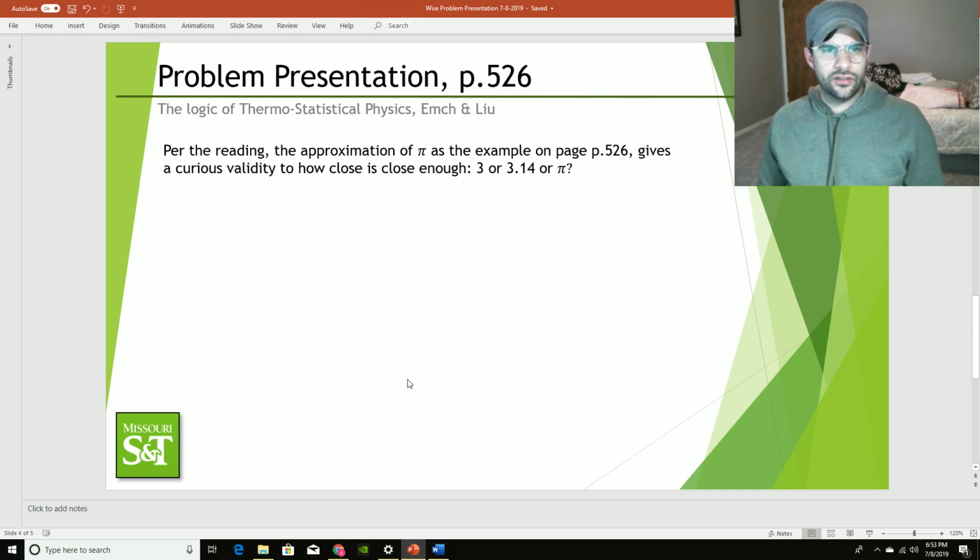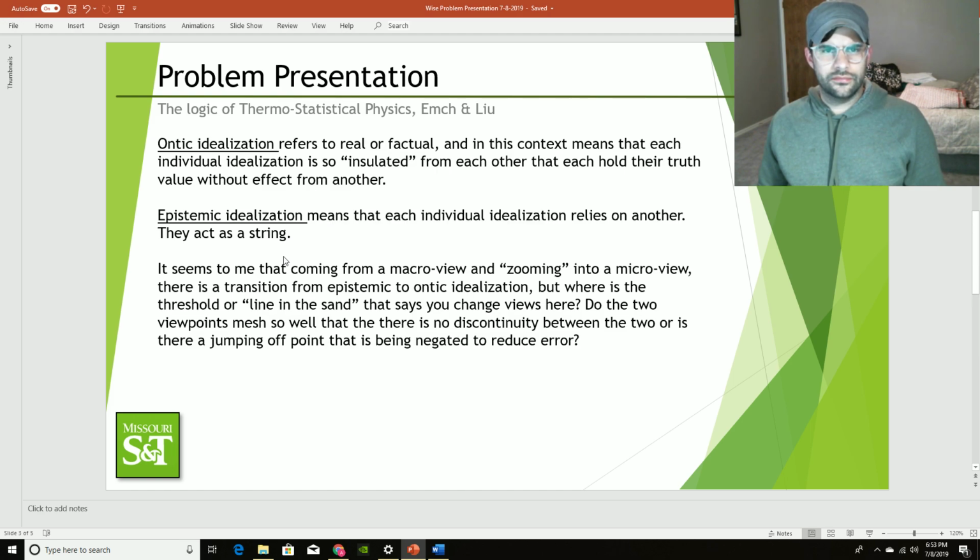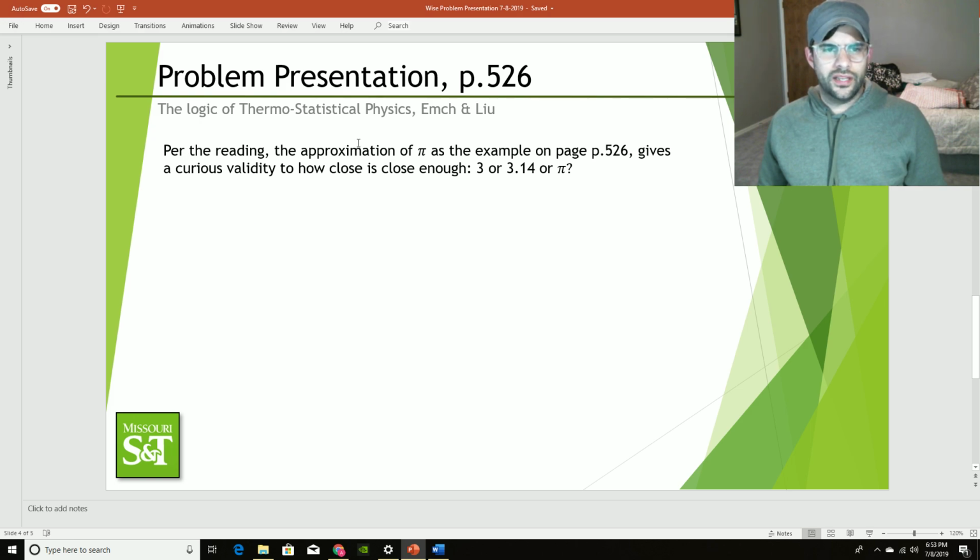Anyways, all right. So then the last part of this is something that I learned, and this is something kind of funny. Per the reading, the approximation of pi, as an example on 526, gives a curious validity to how close is close enough. Is 3 close enough? Is 3.14 close enough? Is pi to the 1/1,000,000th decimal close enough? Yeah, I think it depends on what level you're trying to get to.